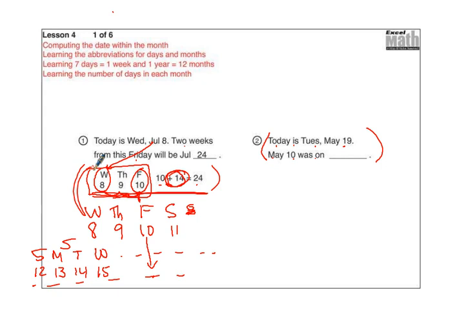Okay, it says today is Tuesday, May 19th. I'm starting over on the right side because I'm going backwards. It says May 10th was on a blank. So first what I'm going to do is subtract a whole week. Because I see that's the 10th, I know that that's more than a week earlier because there's 7 days in a week. So the Tuesday before that was the 12th. And then the Monday before that Tuesday would have been the 11th. And then the Sunday would be the 10th.